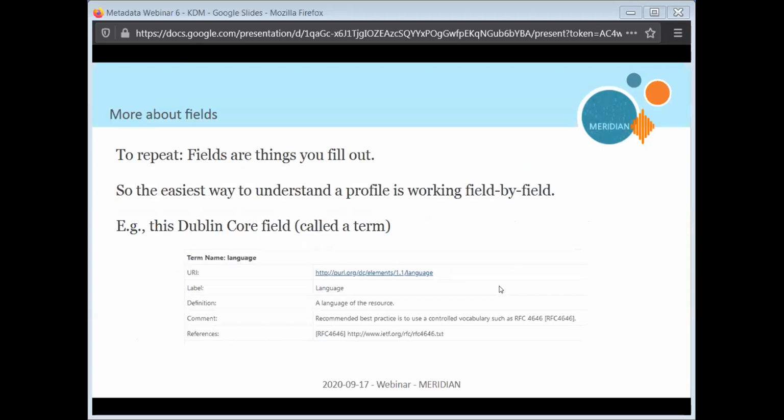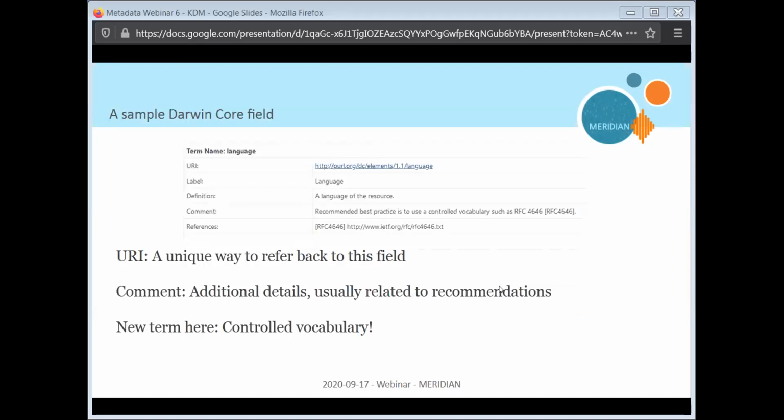So I think the easiest way you can ever understand a profile is walking through it field by field. So this is an example of what a Dublin Core element set field looks like. They call them terms. It doesn't really mean any difference. I don't think there's a uniform name for what they're really called. I like fields with values, but not everyone's going to use that. So their term, here it's language. And I'm going to break it down a little more on the next slide.